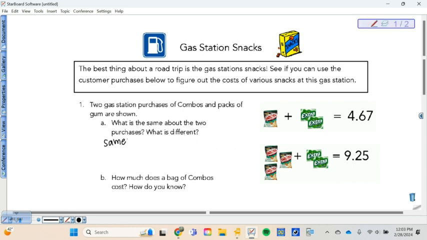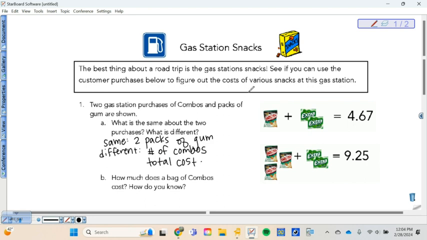Same, 2 packs of gum. Yeah. The second one has 2 additional combos to it, right? So the number of combos is different. What else is different? The price, right? The total cost, right? The total cost is also different.